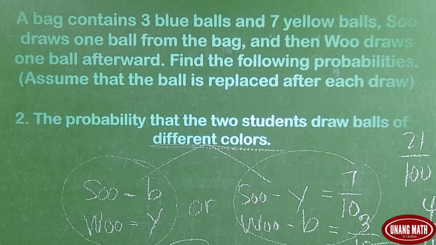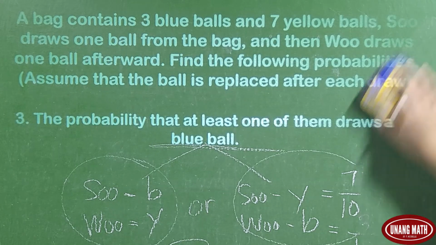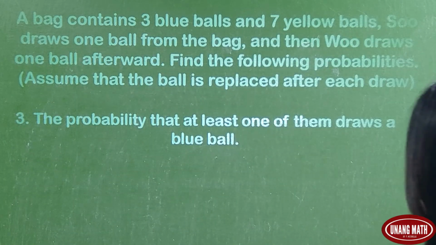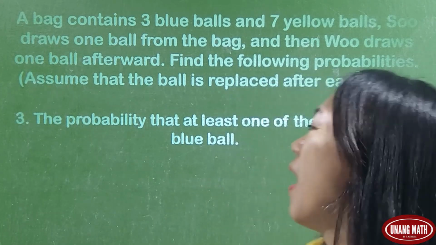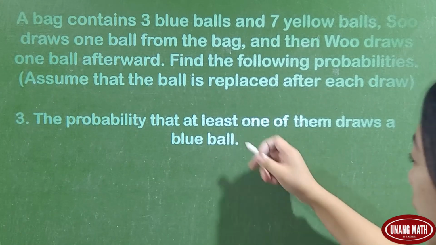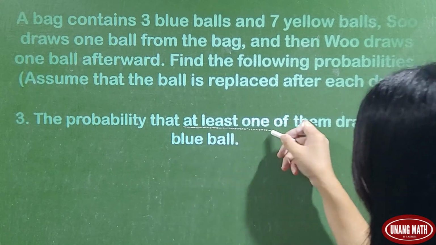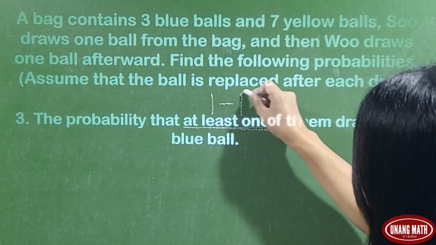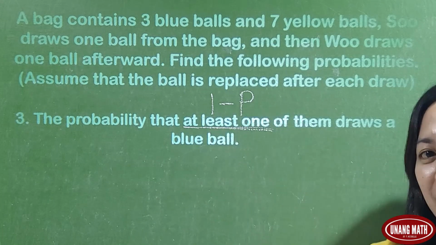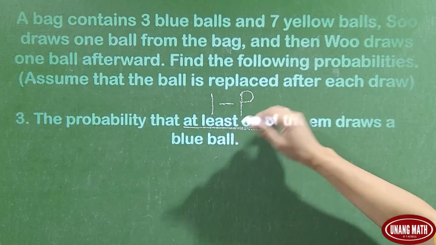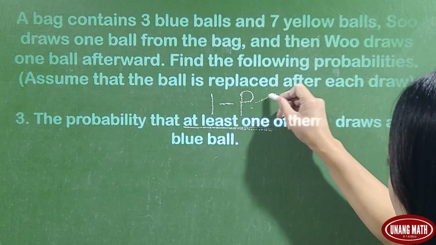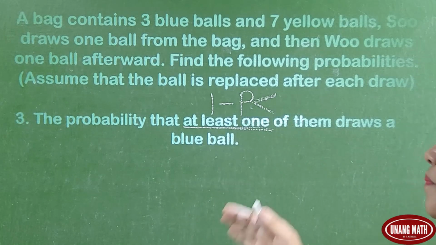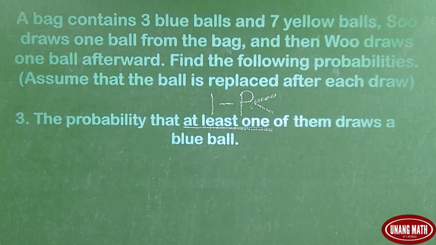Okay, and for our last question, let's take a look at this one. The probability that at least one of them draws a blue ball. Okay, this phrase, at least one, would mean 1 minus P, as we studied in our previous episode. This P refers to the probability that something didn't happen.